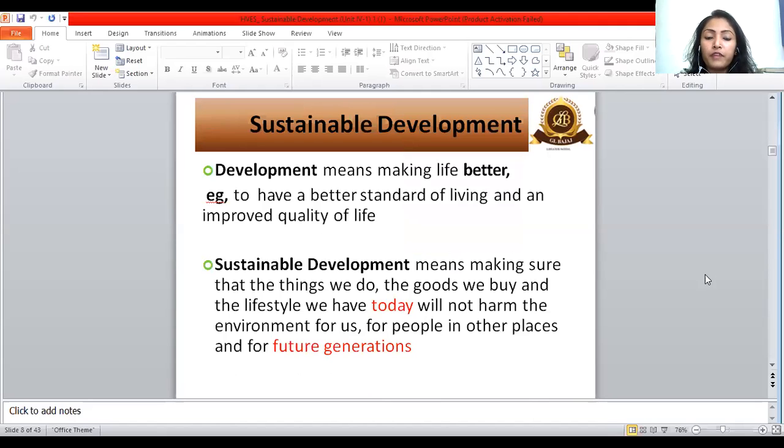So now we are going to talk about sustainable development. Before sustainable development, if we talk about the term development, this means making life better. We feel that I am a developed person, that means I am contributing to my life for its betterment. We can have a better standard of living and an improved quality of life.